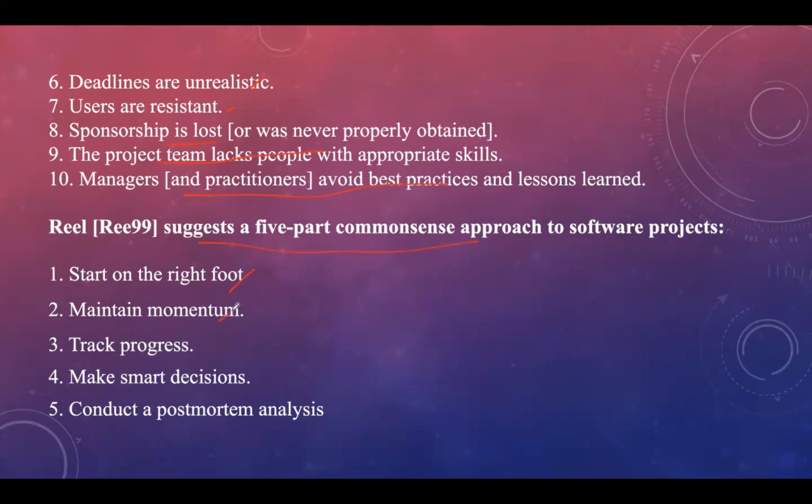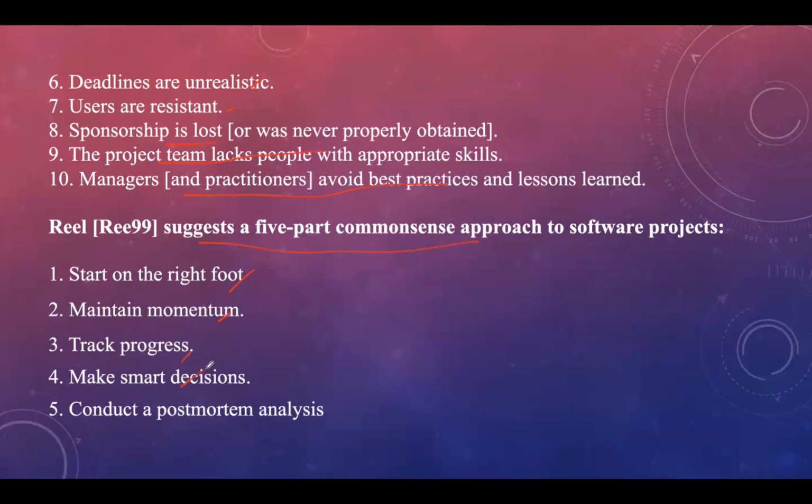Next, maintain momentum. Many projects get off to a good start and then slowly disintegrate. To maintain momentum, the project manager must provide incentives to keep turnover of personnel to an absolute minimum. The team should emphasize quality in every task it performs, and senior management should do everything possible to stay out of the team's way. Then, track the progress. For a software project, progress is tracked as work products are produced and approved as part of quality assurance activity.